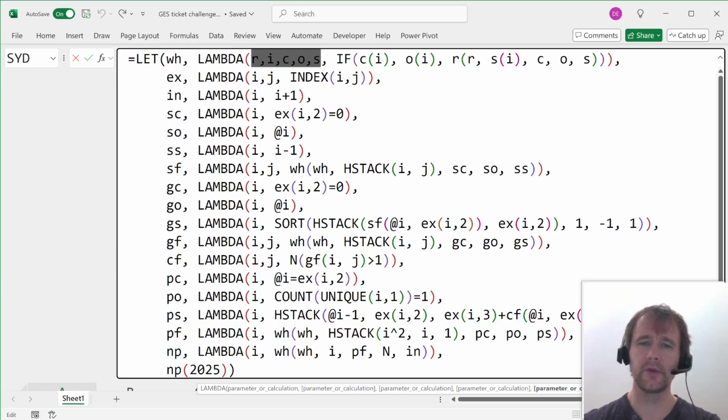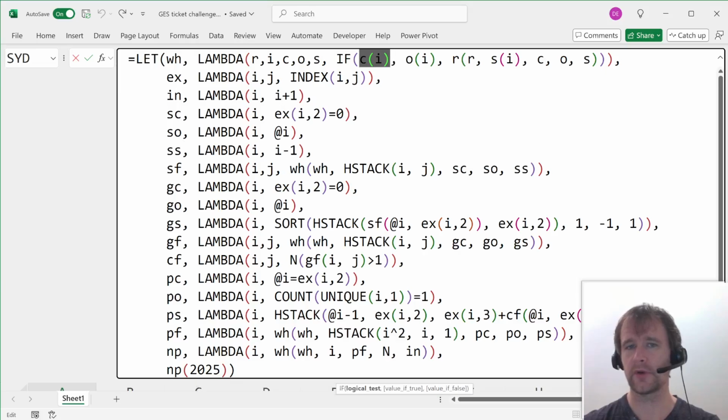And what's going on? Well, the first thing you'll notice is that C is a function because we're calling C as C of I here. O is a function because we're calling O of I here. R is a function because we're calling R with a bunch of other stuff here. And then S is also a function. So we've got a function with 5 different arguments, 4 of which are also functions.